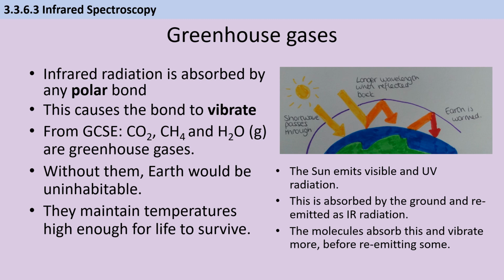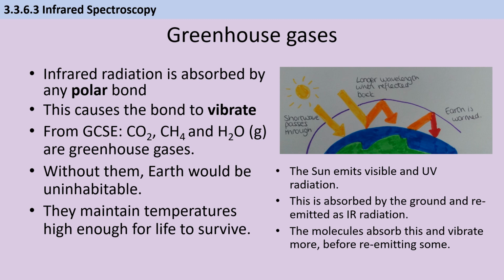If we didn't have greenhouse gases at all, then Earth would be uninhabitable because it would just be far too cold. But having enough of them allows the temperature to be high enough on Earth that life can survive. So how does this work? Well, the sun emits both visible and UV radiation. That's got a relatively short wavelength. This reaches the ground and it's absorbed by the ground and then re-emitted, in other words, given back out. And as it's given back out, it has slightly less energy and a slightly longer wavelength.